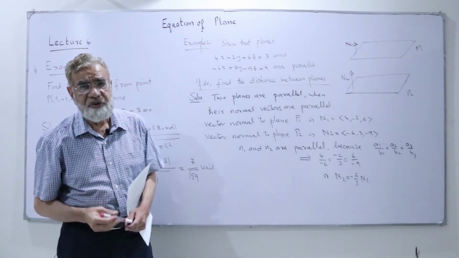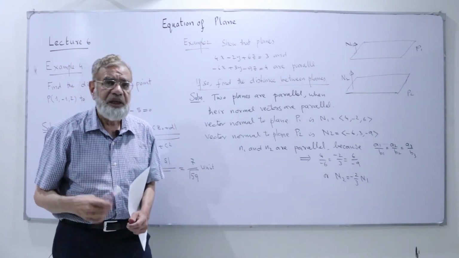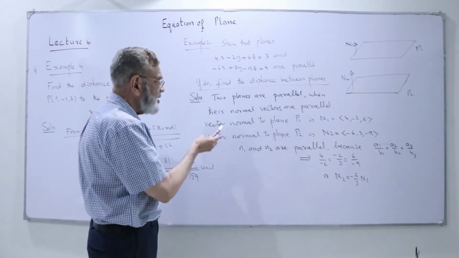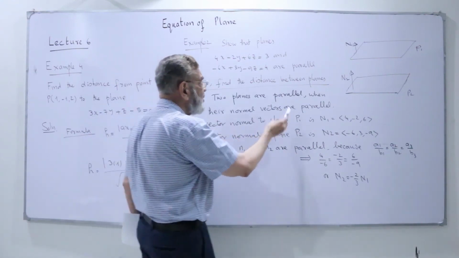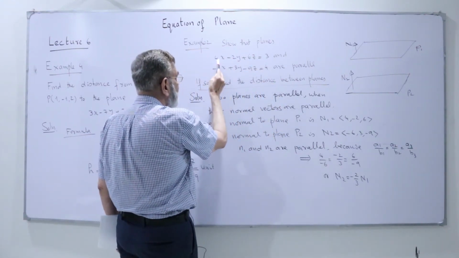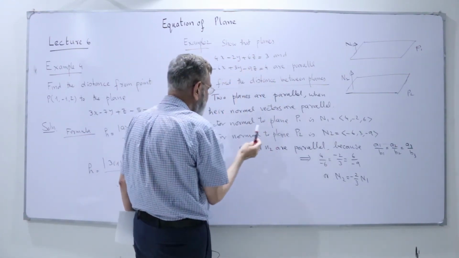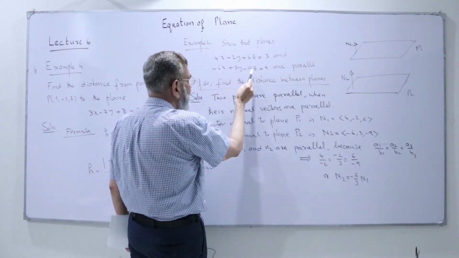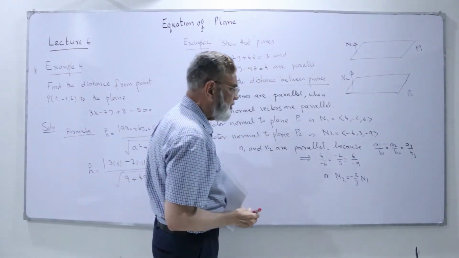Given the two planes, we can find the normal vectors to the planes. If the normal vectors are parallel, then the planes are parallel. So we can see here that the vector normal to plane P1 is our coefficients (4, -2, 6). This is my n1. And the vector normal to plane P2 is (-6, 3, -9).